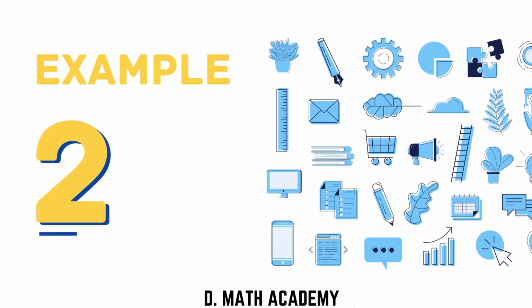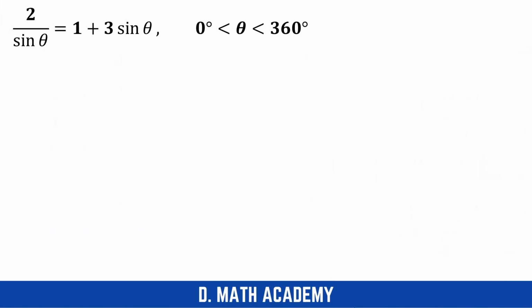So moving on to example 2, we have 2 over sine theta equals to 1 plus 3 sine theta. This example 2 here will cover how algebra, the factorizations, mix up with this topic here. So the first thing that I did was to cross multiply them. So I have to put a over 1 underneath the 1 plus 3 sine theta. By doing so, after the cross multiplication, I gotten sine theta plus sine squared theta equals to 2.